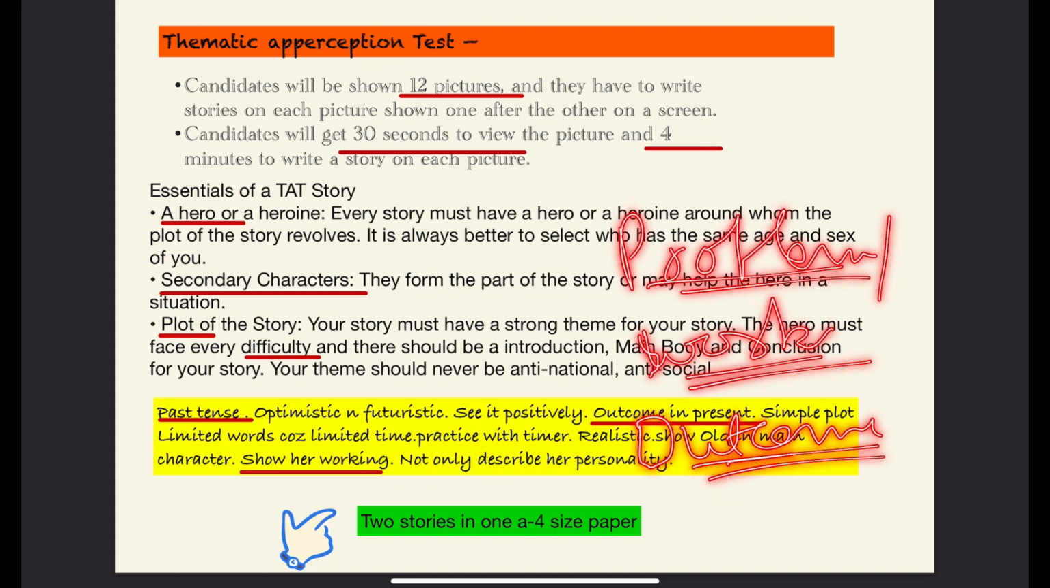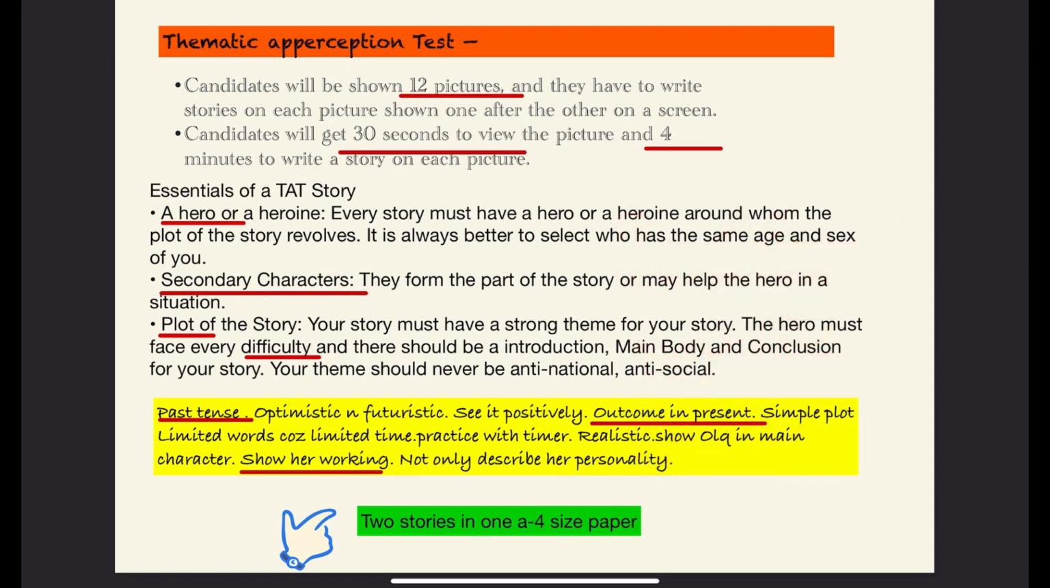You will write the story in the past tense, like this happened, he did this, they were this, whatever be the characters there, and then the character is shown doing some work. And then the outcome will come. You will end it on a positive note, on an optimistic note. So the theme more or less remains the same. One more thing I want to say is there would be an A4 size paper, and you will write the first story here, second story here, third story here, fourth story here, in this manner.